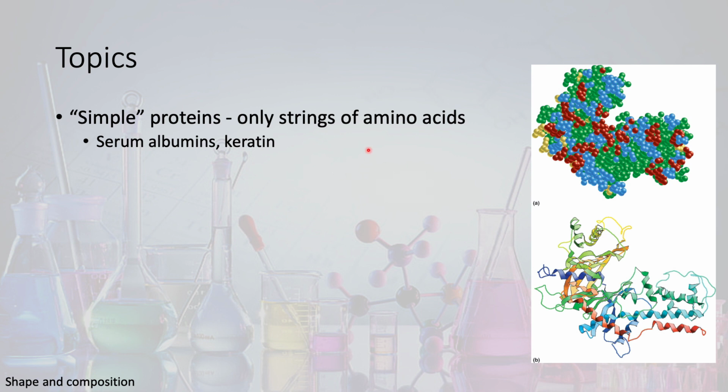So following along with some of our nomenclature, one way to refer to proteins is as simple proteins, right? This is only the string of amino acids. So these are functional proteins that only have a simple structure, things like serum albumins or keratin.